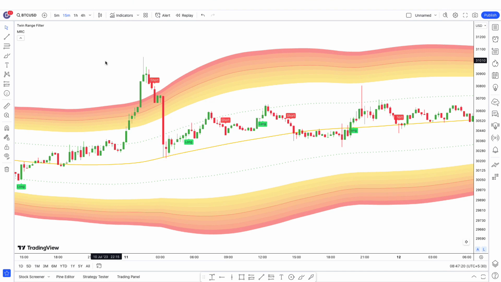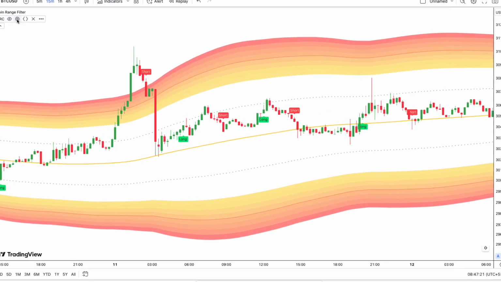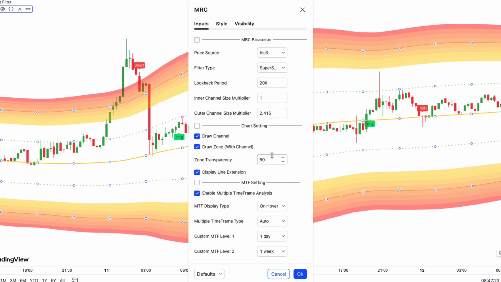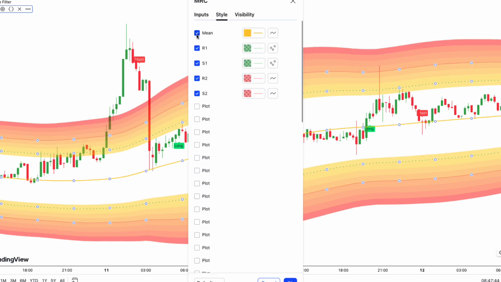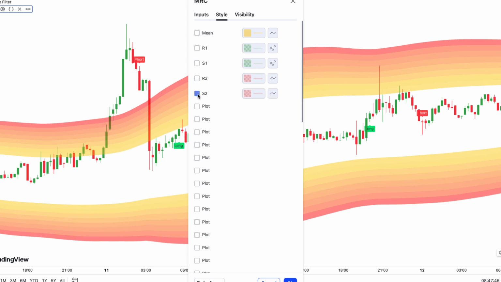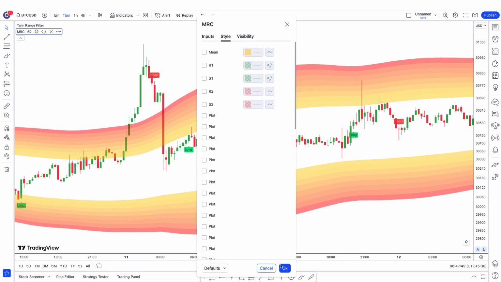To customize the indicator, double-click on it to access the Settings option. In the Inputs tab, you can change the outer channel size multiplier to 1.5 and disable the line extension option. On the Style tab, you can choose to disable all options except for the plot background, which can be left enabled.